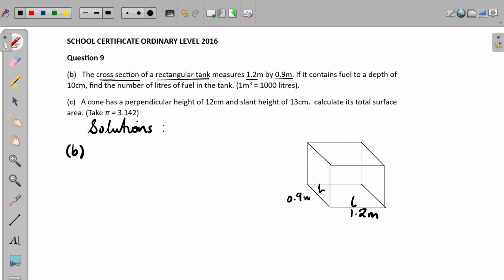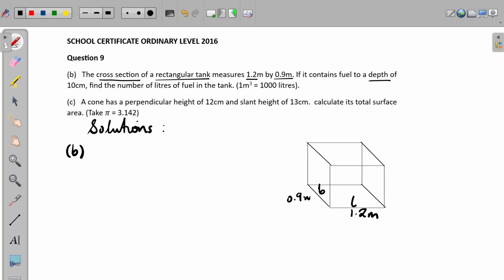Then they're saying if it contains fuel to a depth, depth is the same as height. So depth is height here. So depth of what? Of 10 centimeters. So depth is 10 centimeters.